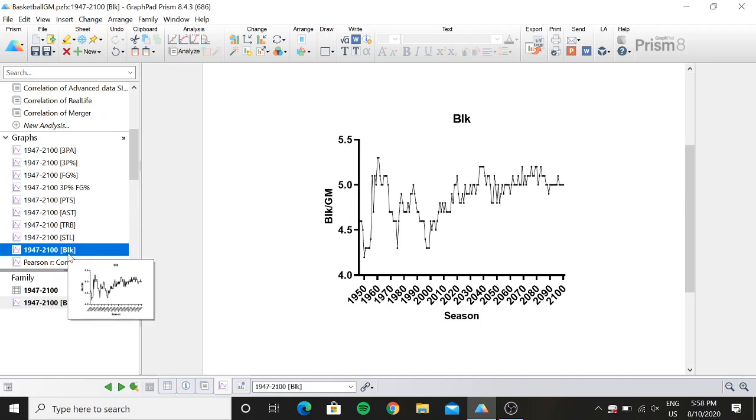Blocks are arguably one of the most variable statistics, and once again, it's important to look at the y-axis. We're talking about anywhere between 4 to 5.5, so not a huge difference, less than 1.5 blocks per game. So again, nothing too crazy in terms of the amount of blocks per game. There's a lot of variability and a lot of noise overall, so nothing too interesting from this.